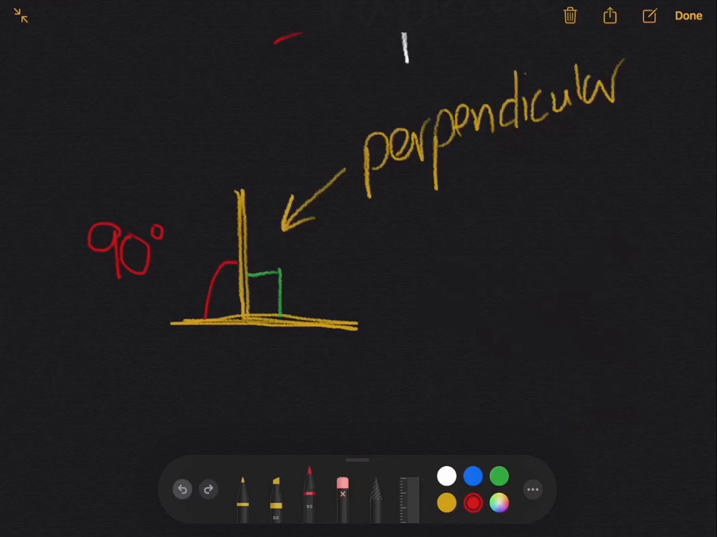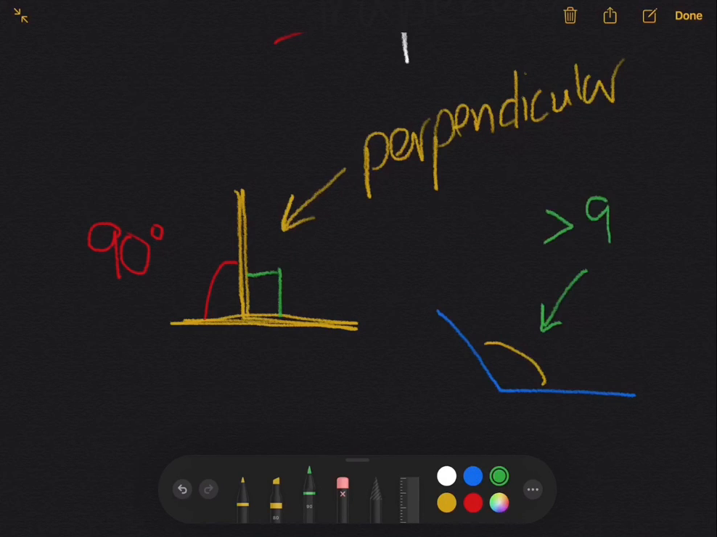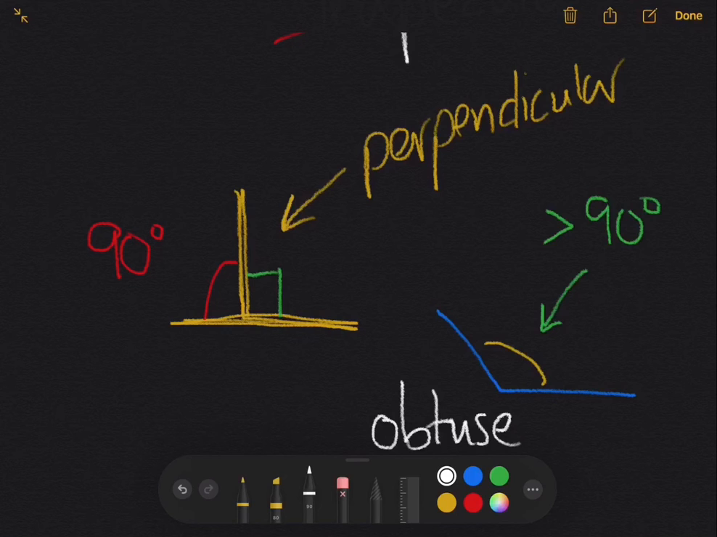And the opposite is if we were to take our right angle and instead of pushing it down this way, if we pushed it round back that way. And the most important thing is that it is greater than 90 degrees. This type of angle is called an obtuse angle.